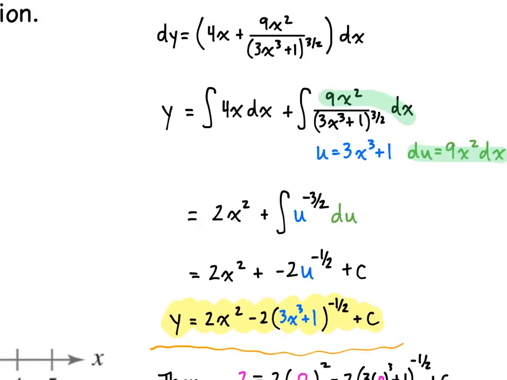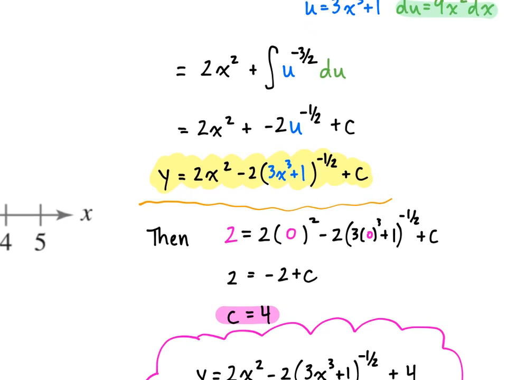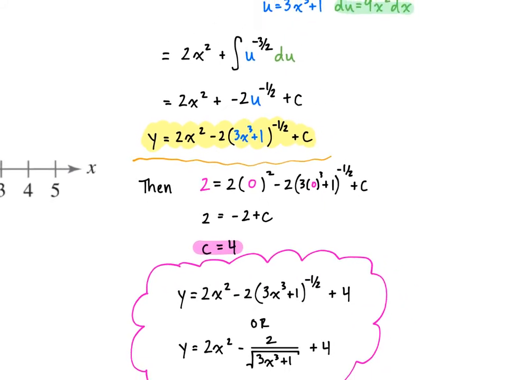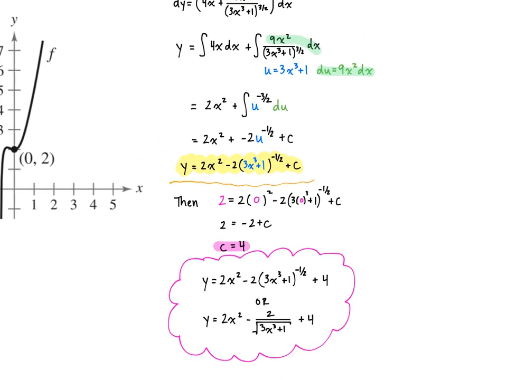Working through, hopefully you got your general equation to be this right here. That's as good as it really needs to get. But now we can plug in the point 0, 2, and hopefully you got c equals 4, and then our particular equation. I don't care which way you write it, either one is perfectly acceptable. Just recognize those represent the same equations. If you have questions, make sure you ask those. But we've got one more problem to do.